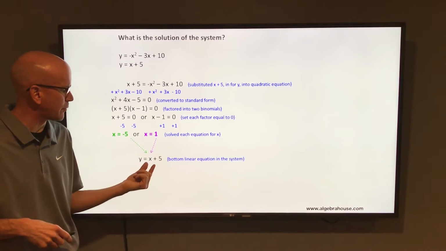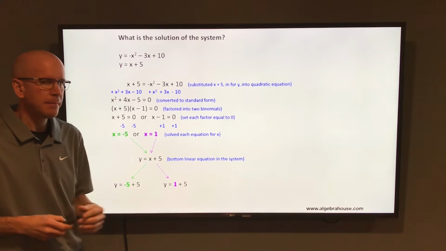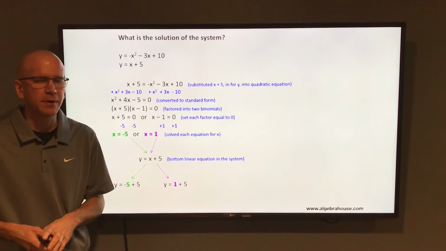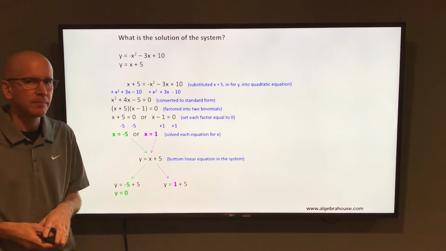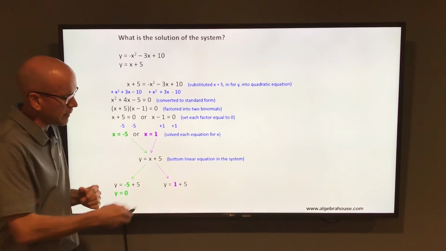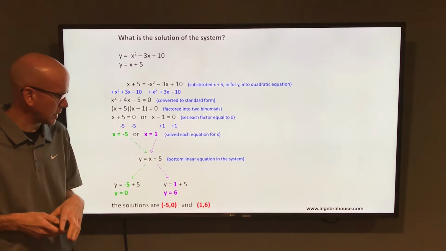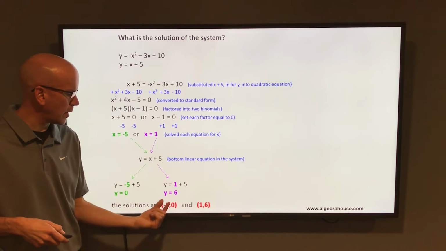Substitute negative 5 in for x. When you do that, you get y equals negative 5 plus 5. But also substitute 1 in for x and get y equals 1 plus 5. So when x is negative 5, y is going to be 0. And when x is 1, y is going to be 6. So we have two solutions, 2 points of intersection. They're negative 5, 0, and also 1, 6.